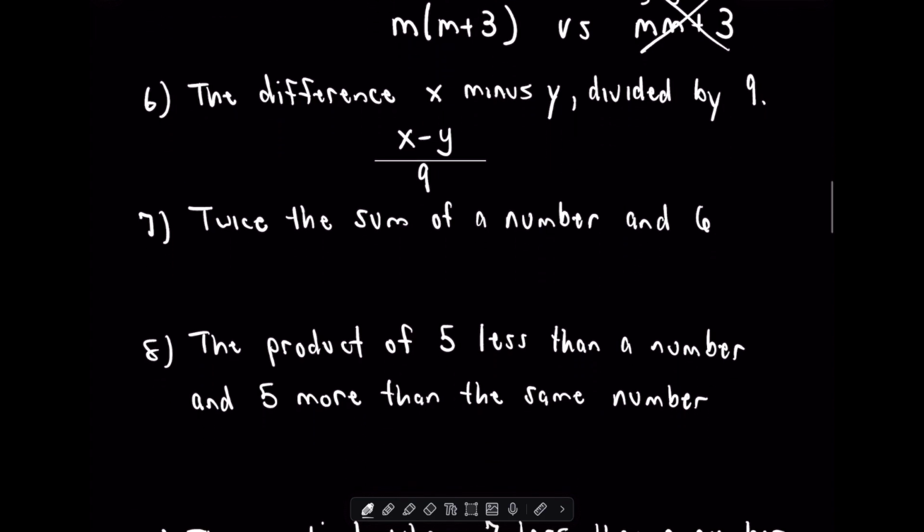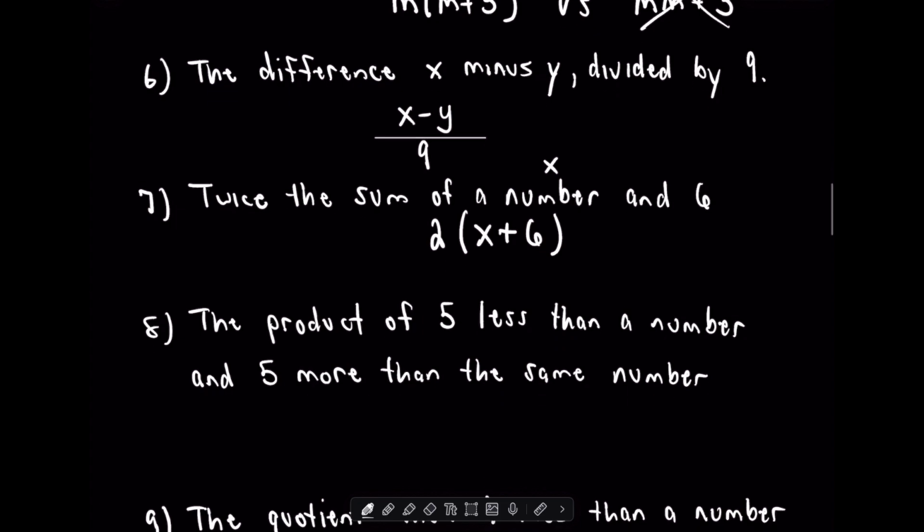Okay, twice the sum of a number and 6. Let's call that number x. We don't know what it is. So the sum of a number and 6, well, that would be x plus 6. And it says we want to double that. We want to take twice that sum. So if we take twice something, we multiply by 2. So that would be the expression 2 times the quantity x plus 6. Again, notice we have to have parentheses around the x plus 6.